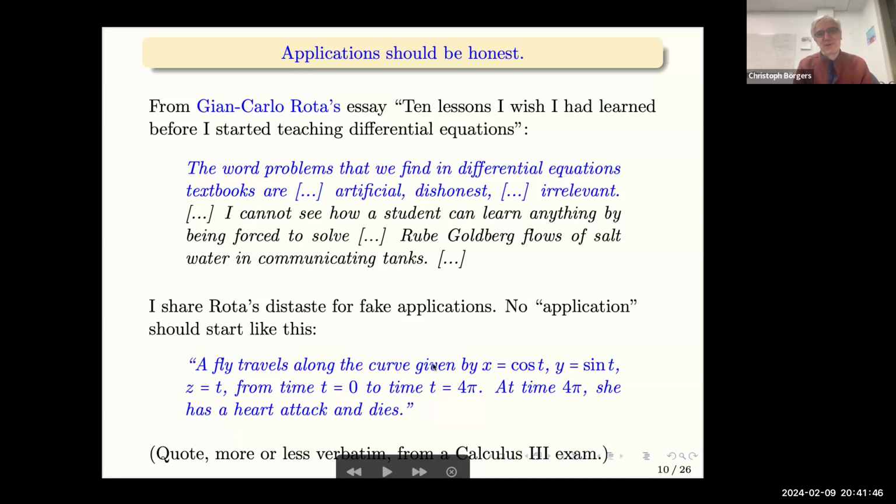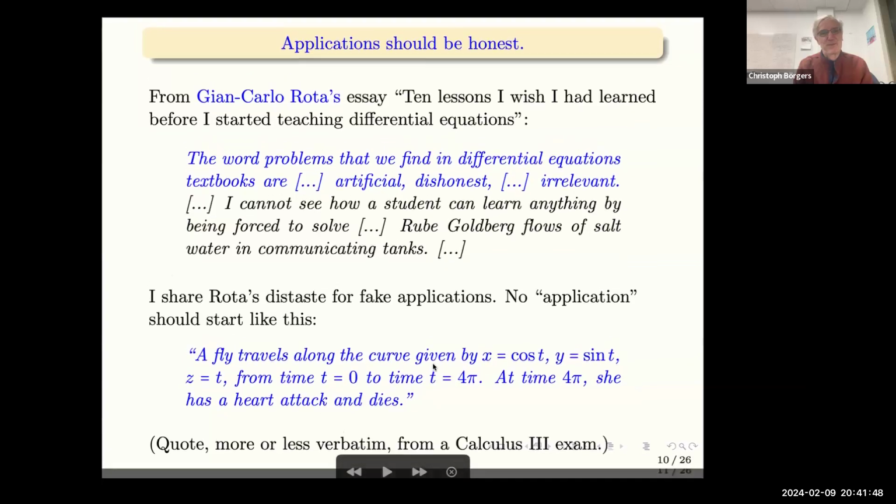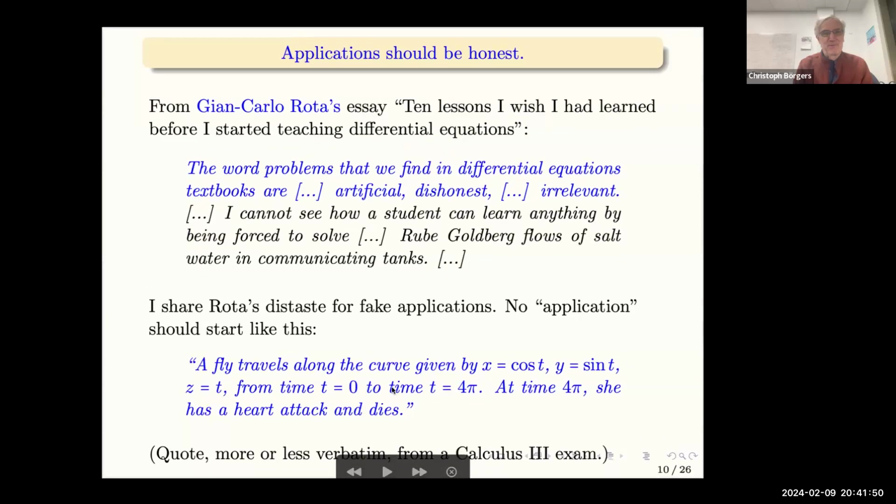I have a quote here from a Calculus 3 exam. That's a real quote. I saw this exam. A flight travels along the curve given by these equations until time 4 pi. At time 4 pi, she has a heart attack and dies. I think that's silly, and it gives the impression that we have to fill the space with silly nonsense because we don't have enough to say. But of course, we do have enough to say, and we can have real applications.